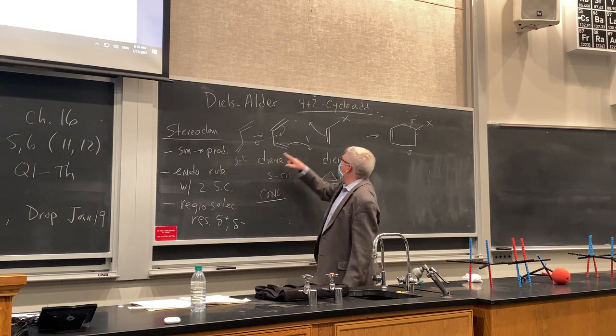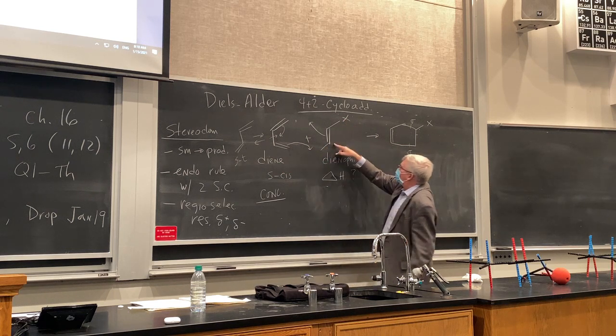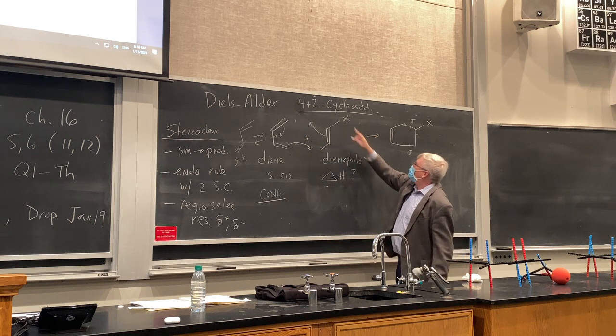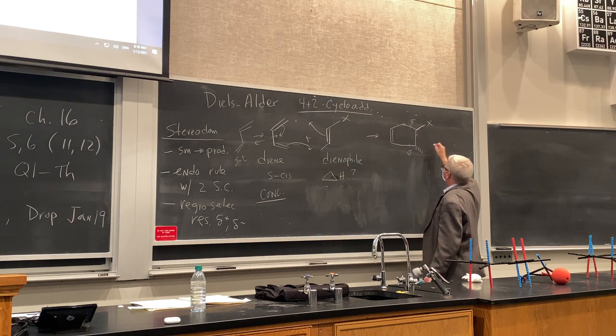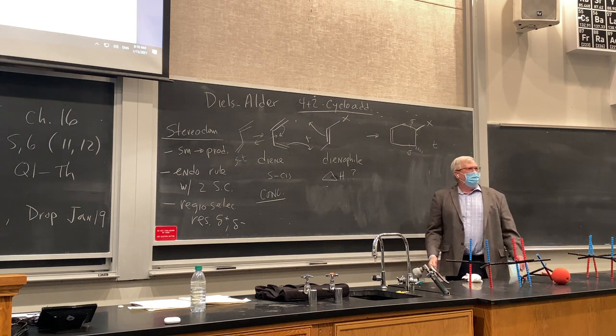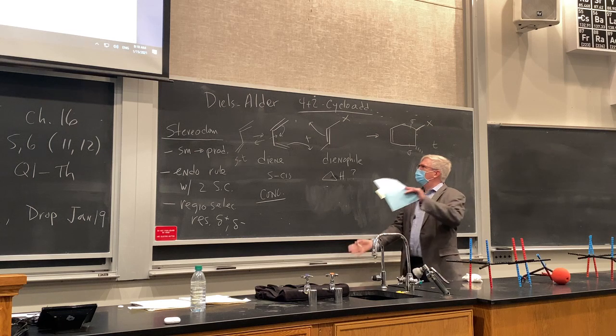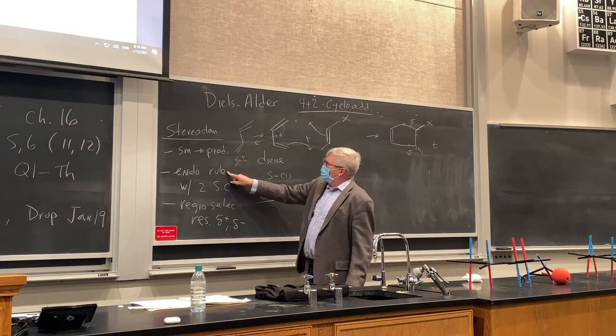That's the simplest thing. Like if you have a trans dienophile, if there's like a methyl and some X group here, the X group and the methyl will end up trans to each other, okay? That's relatively easy to see in the transition state when the two come together. The Endo Rule is a little trickier.